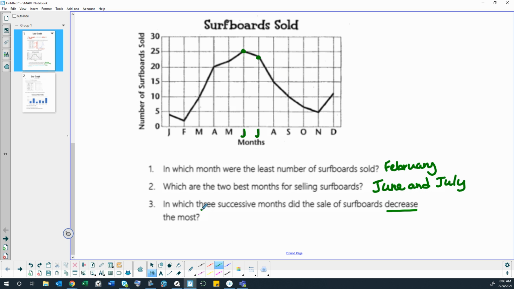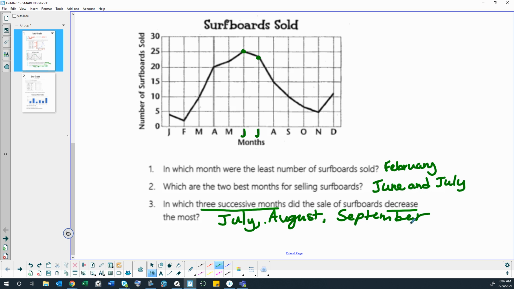Okay, so it looks like it would decrease the most from July to August, and then from August to September. So which 3 successive months? So I would say July, August, September, perhaps. So funny enough, July was one of our peak selling months, but then it had the most decrease to the month of August anyway, right? Or maybe if this is the amount sold in July, that means that after July is over, here's the amount in August. What do you guys think?